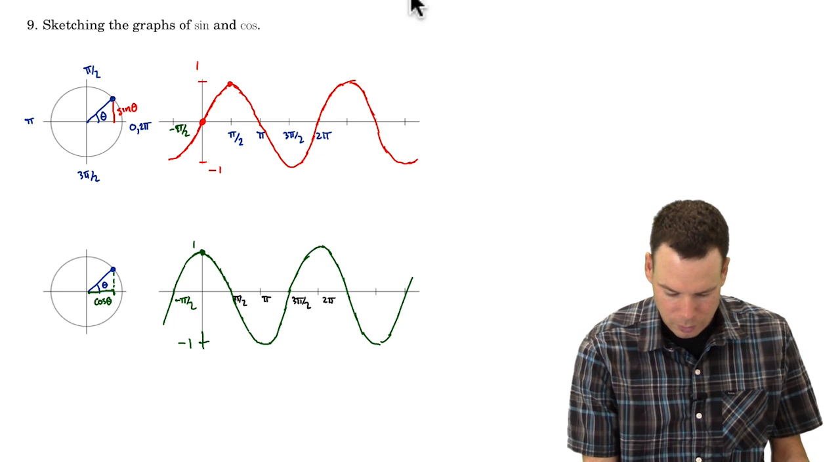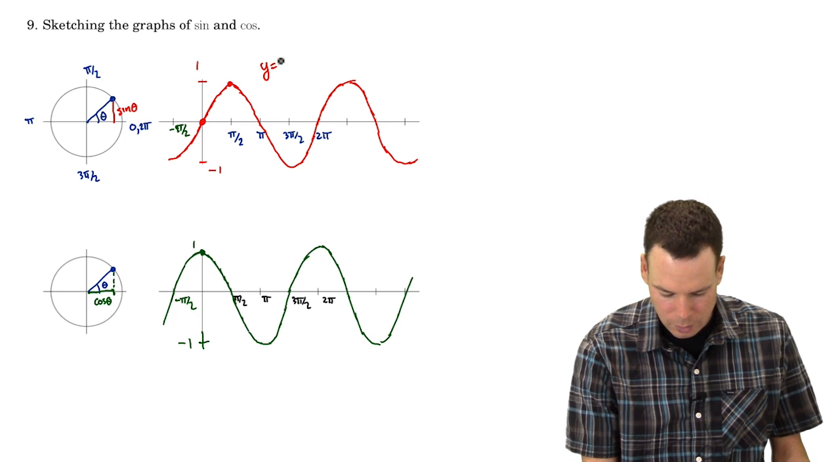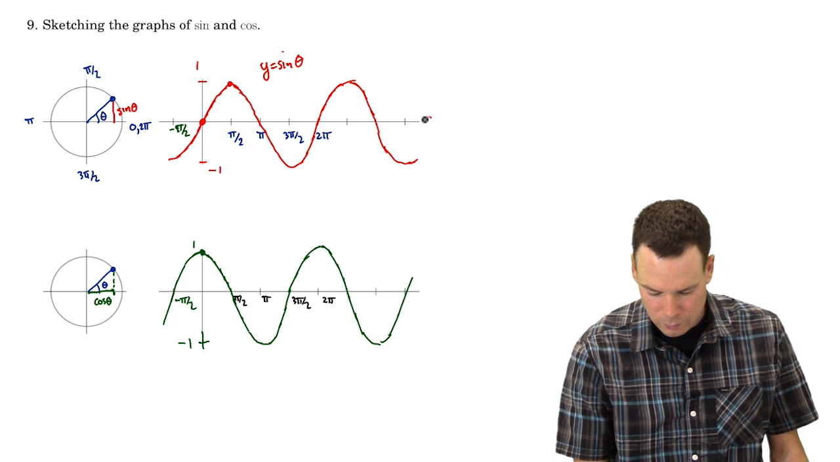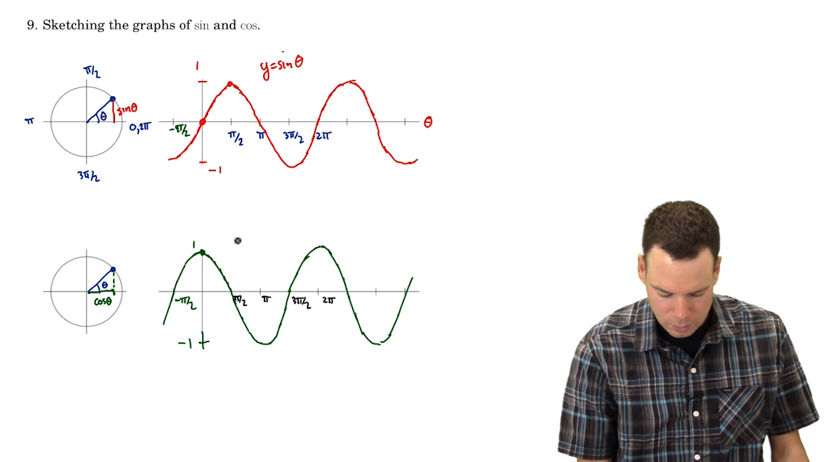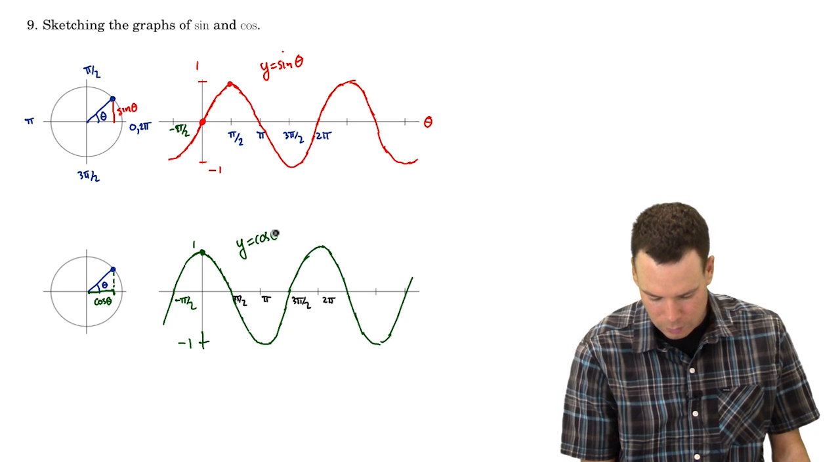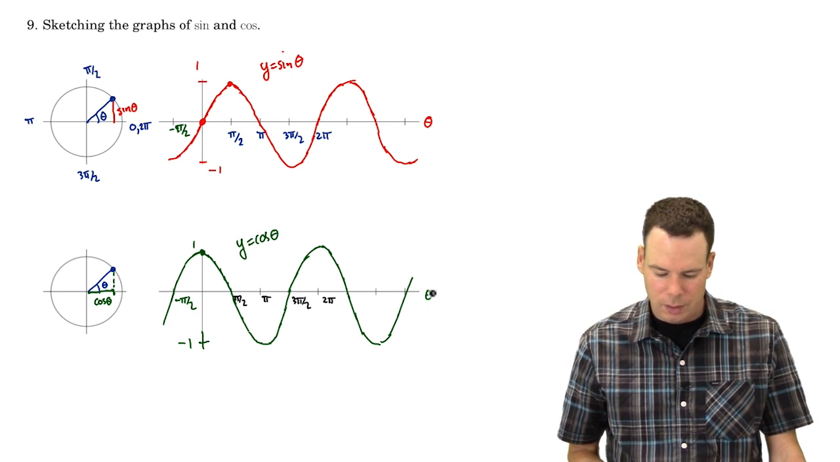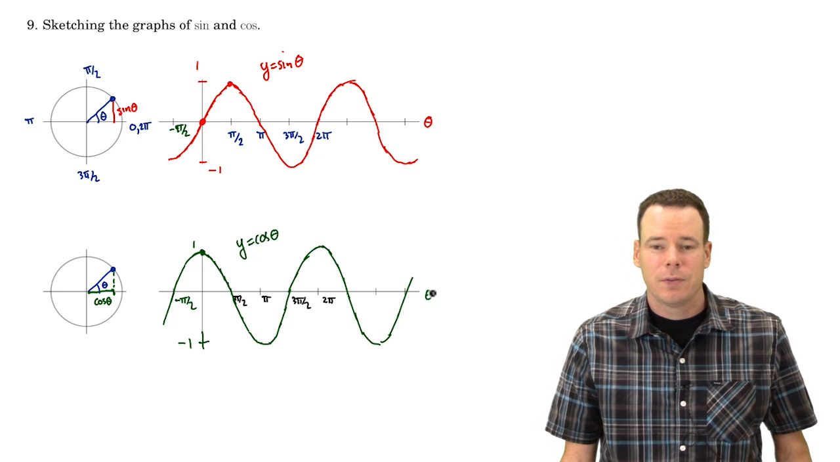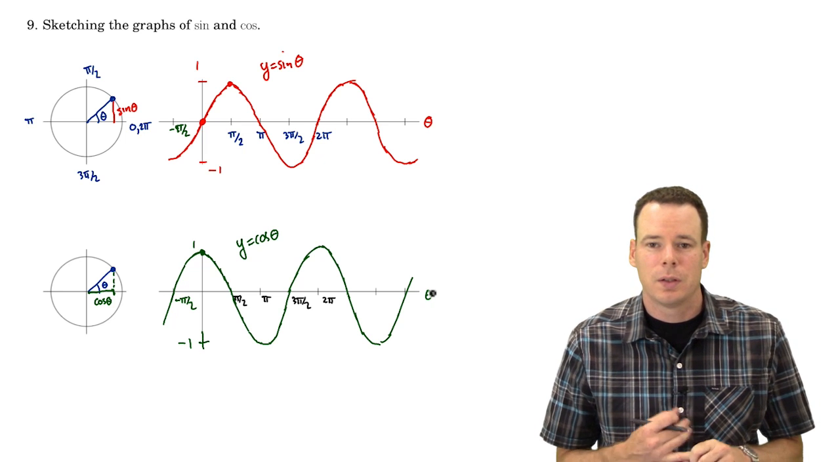And so this is our graph of y equals sine of theta. That's our theta axis. And this is our graph of y equals cosine of theta. That's our theta axis.